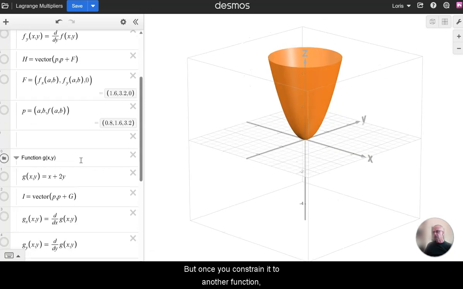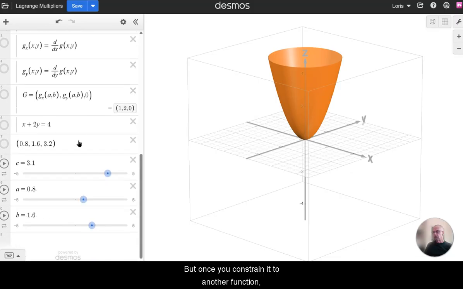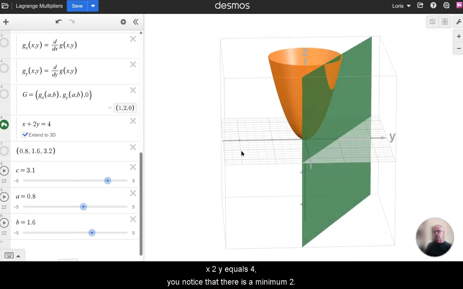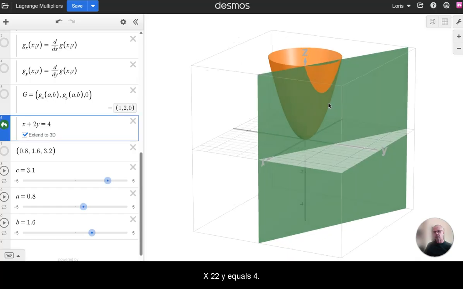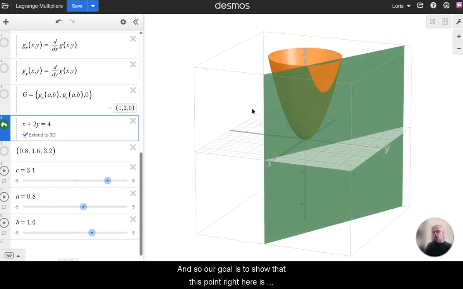But once you constrain it to another function, x plus 2y equals 4, you notice that there is a minimum to the paraboloid subject to this green constraint, x plus 2y equals 4. And so our goal is to show that this point right here is the point.